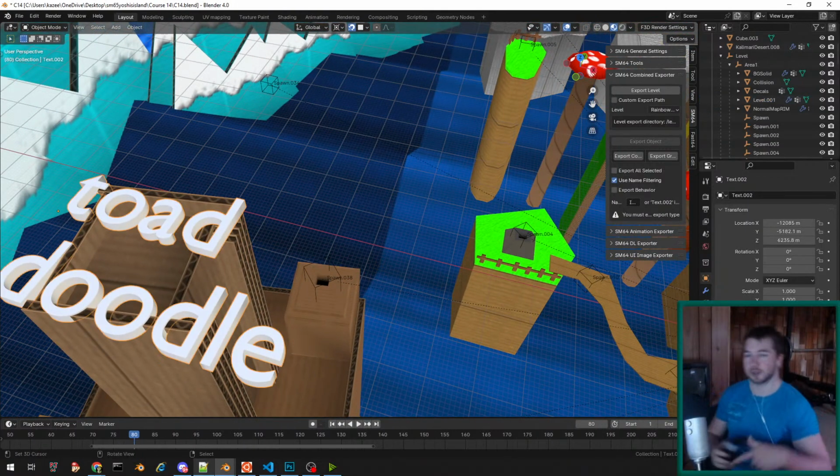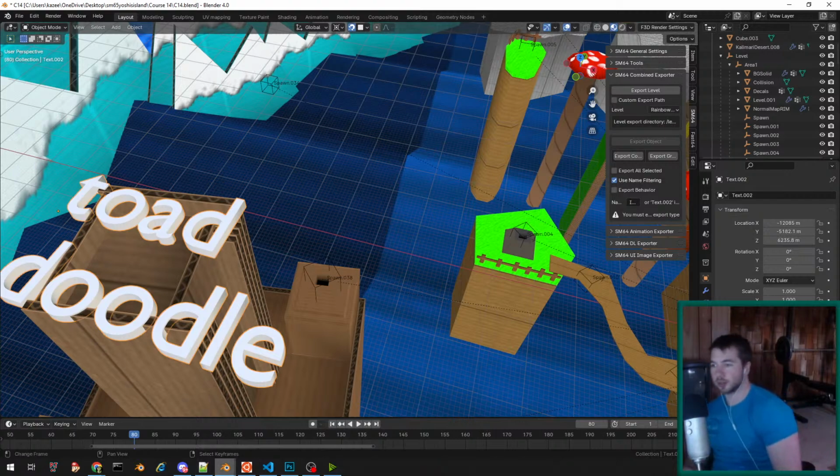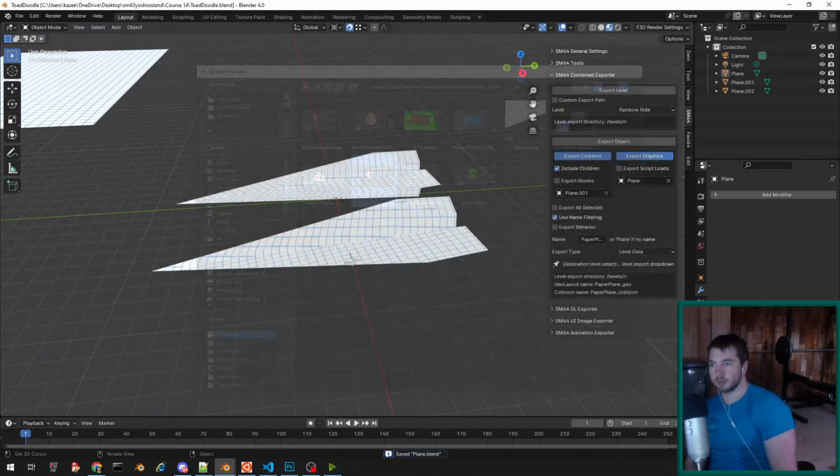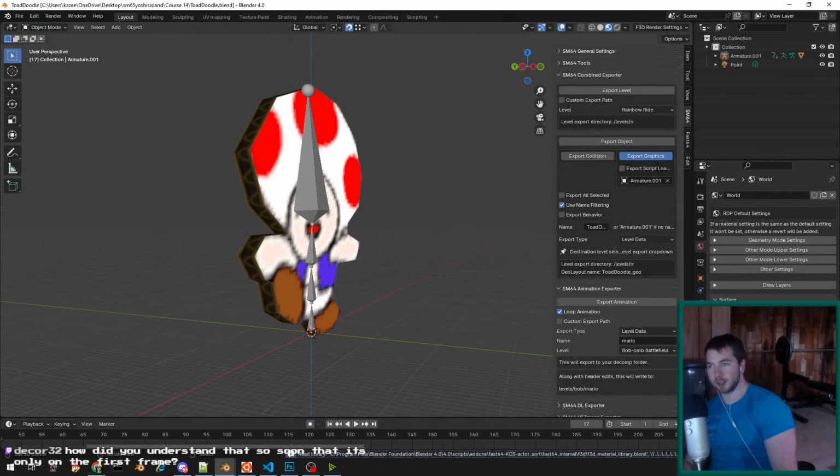So I didn't add the toad doodle here yet. Let's import the toad doodle. This is what all the NPCs in this level look like.